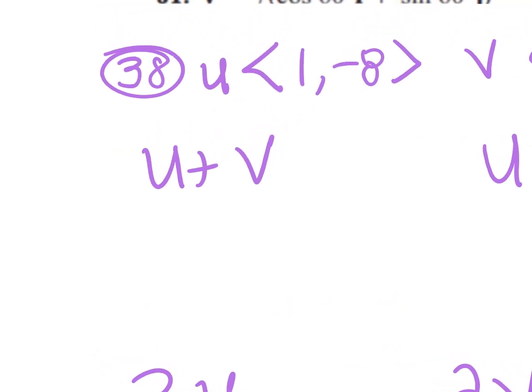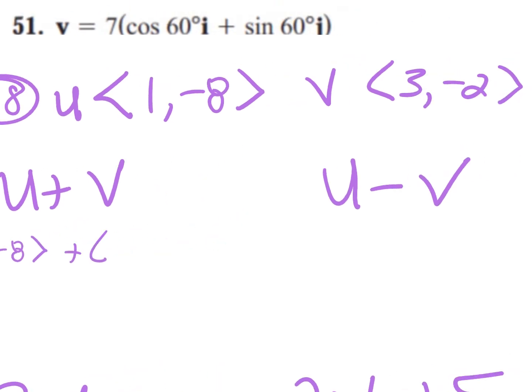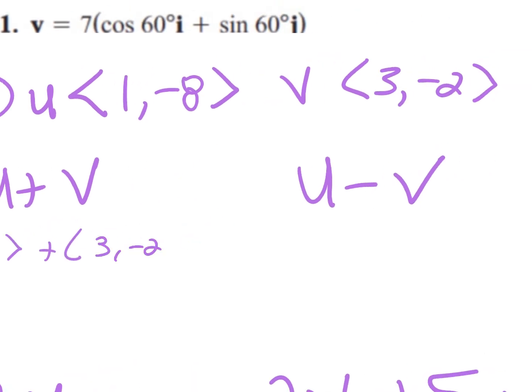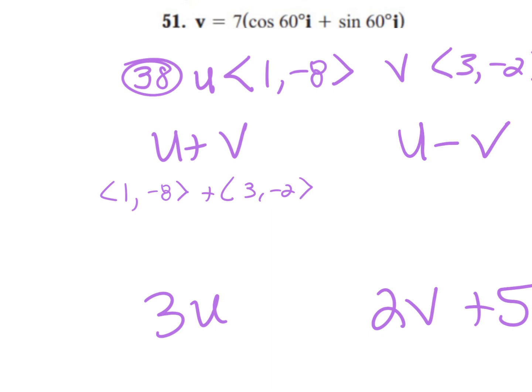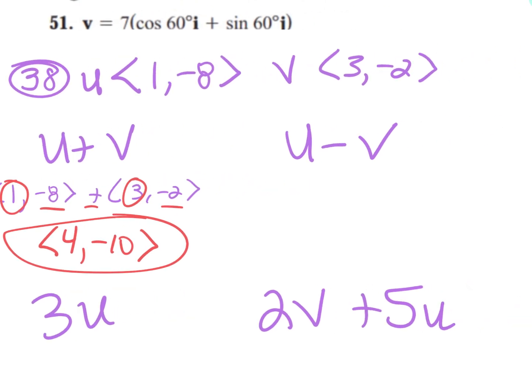But if I'm going to add U plus V, right? So you have vector U is 1, -8 plus vector V is 3, -2. The way that we do this, guys, I've said this 1,000 times, is first with first. So 1 plus 3 is how much? 4. -8 plus -2 is -10. That's it. That simple.